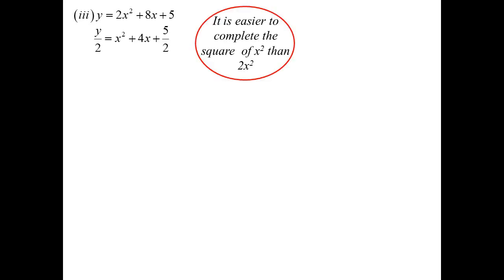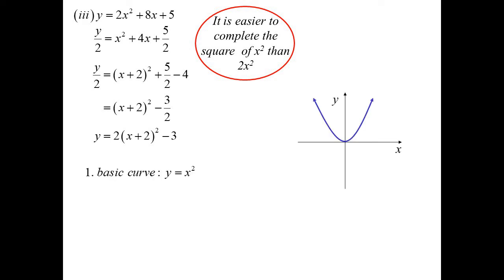y equals 2x squared plus 8x plus 5. First thing I'm going to do here is divide everything by 2. The reason I do that, I just find it's easier to complete the square when I've got x squared rather than 2x squared. So let's complete the square, and I get (x plus 2) squared minus 3 on 2. But now I'll multiply by 2, so I've got y equals, so I'll get that 2 back in there. So I've got 2 outside (x plus 2) squared minus 3.